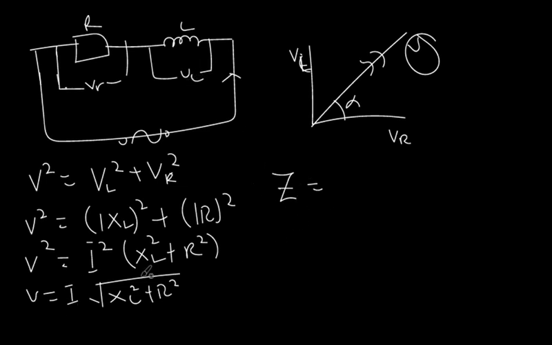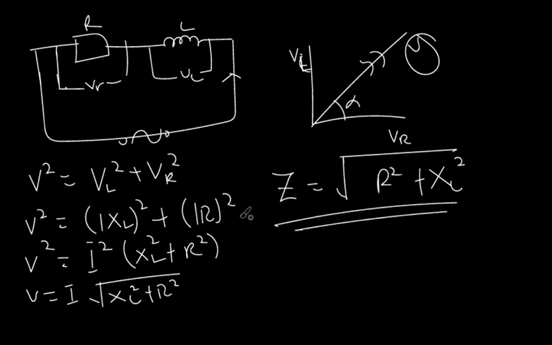So the impedance in this case will be the root of R squared plus XL squared. This is the impedance in case we have this combination. It's just like the first example. And the same way, if you are to find the phase angle for this particular example, we have tan alpha, which will be equal to opposite over adjacent.